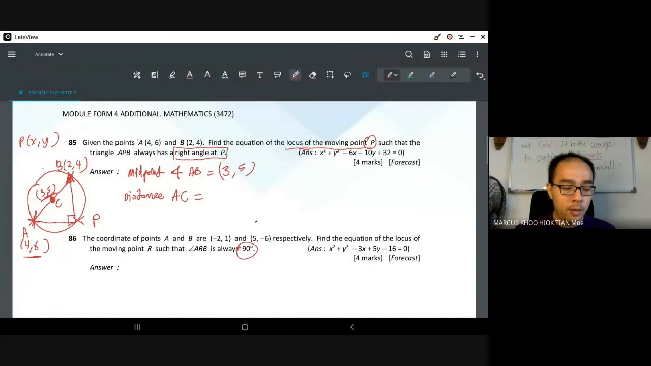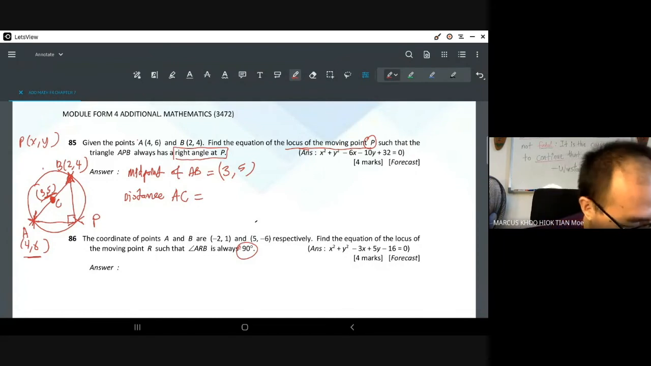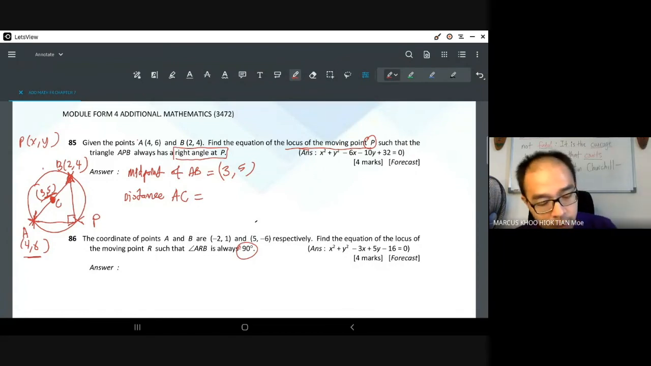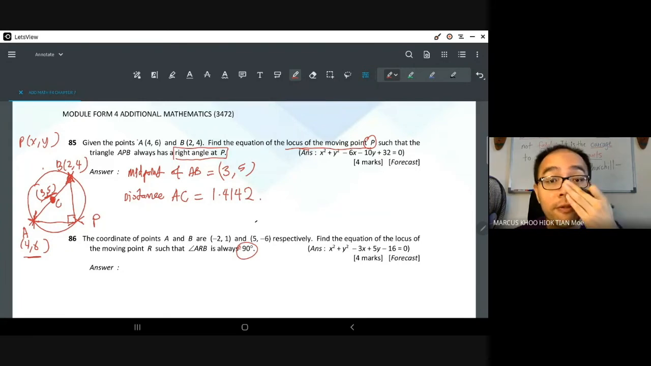1.4142. Okay, so the distance is 1.4142. The distance is a decimal, so decimal lah. Okay, no problem. But now we have enough information already. We have the center, we have the distance, and we have the locus point.